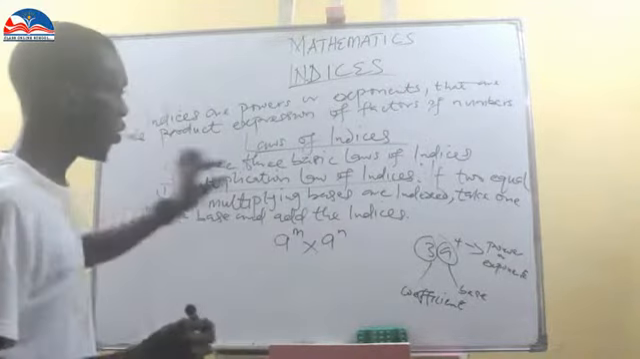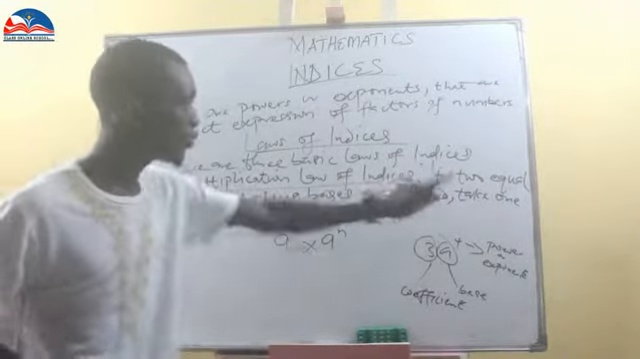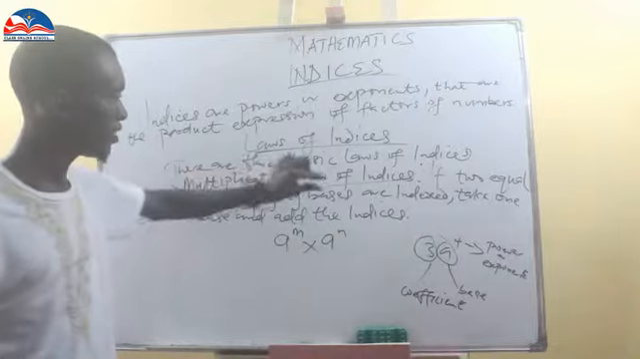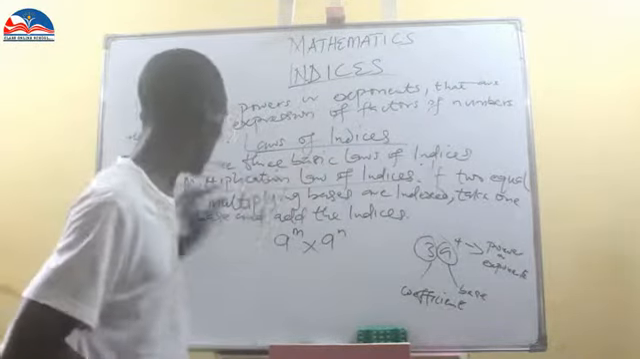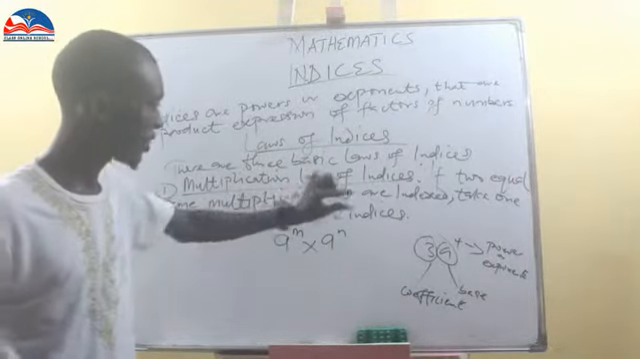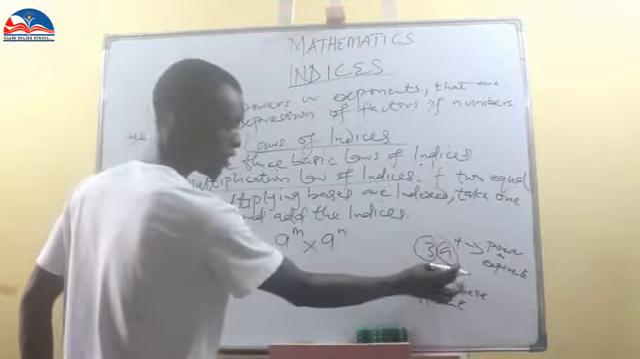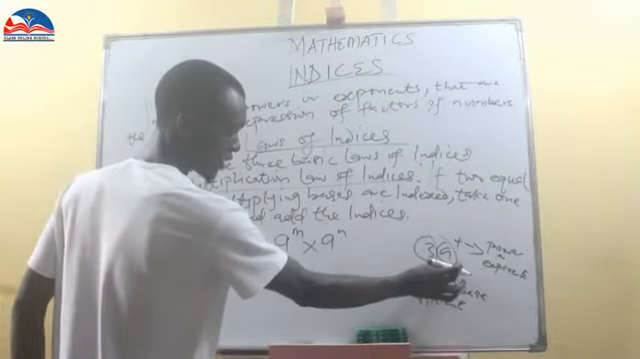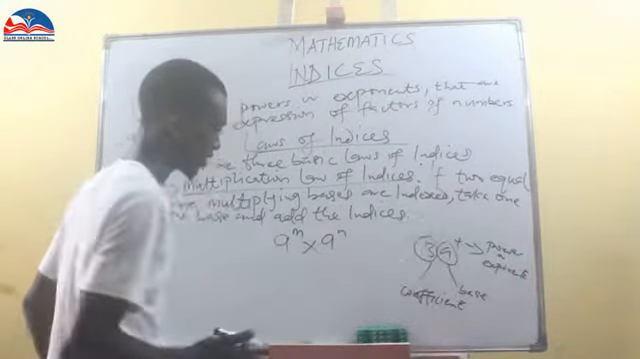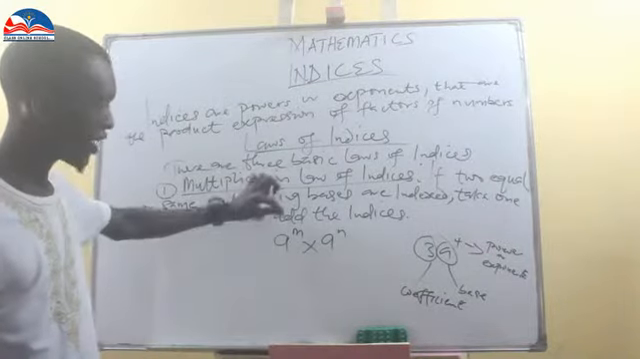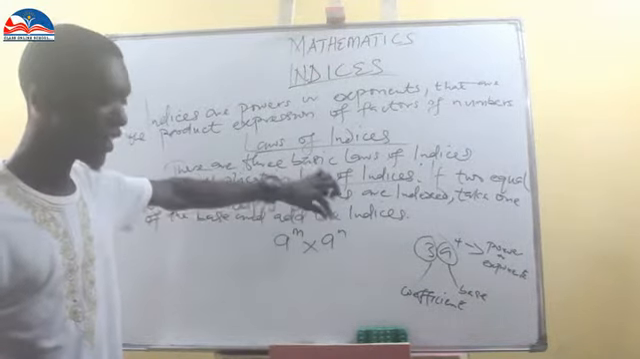Okay, so the multiplication law of indices is saying that if two equal or same multiplying bases are indexed, take one of the base and add the indices. So here we have only the base, for instance, the base and the index. So this was A index M times A index N.